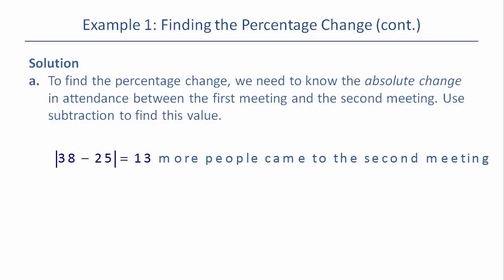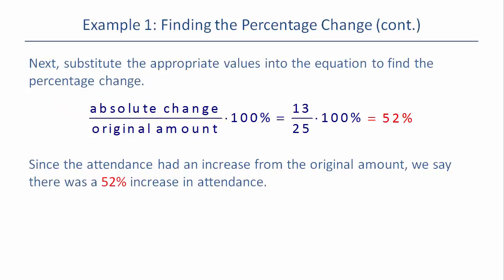So hopefully you're starting to see that all of this really just depends on what's the starting amount and what's the finishing amount, right? Because then that gives you the change, the absolute change, and then you divide that by the starting amount. So for part A, we're talking about going from 25 to 38. That's an increase of 13. We do 13 over 25 because that's where we started, and we get 52%.